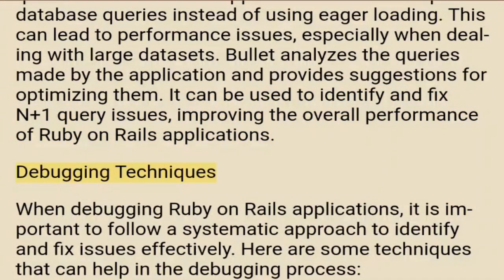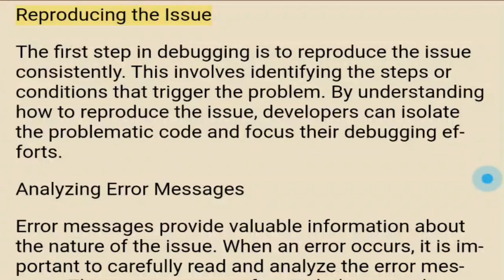Debugging techniques. When debugging Ruby on Rails applications, it is important to follow a systematic approach to identify and fix issues effectively. Here are some techniques that can help in the debugging process. Reproducing the issue. The first step in debugging is to reproduce the issue consistently. This involves identifying the steps or conditions that trigger the problem. By understanding how to reproduce the issue, developers can isolate the problematic code and focus their debugging efforts.